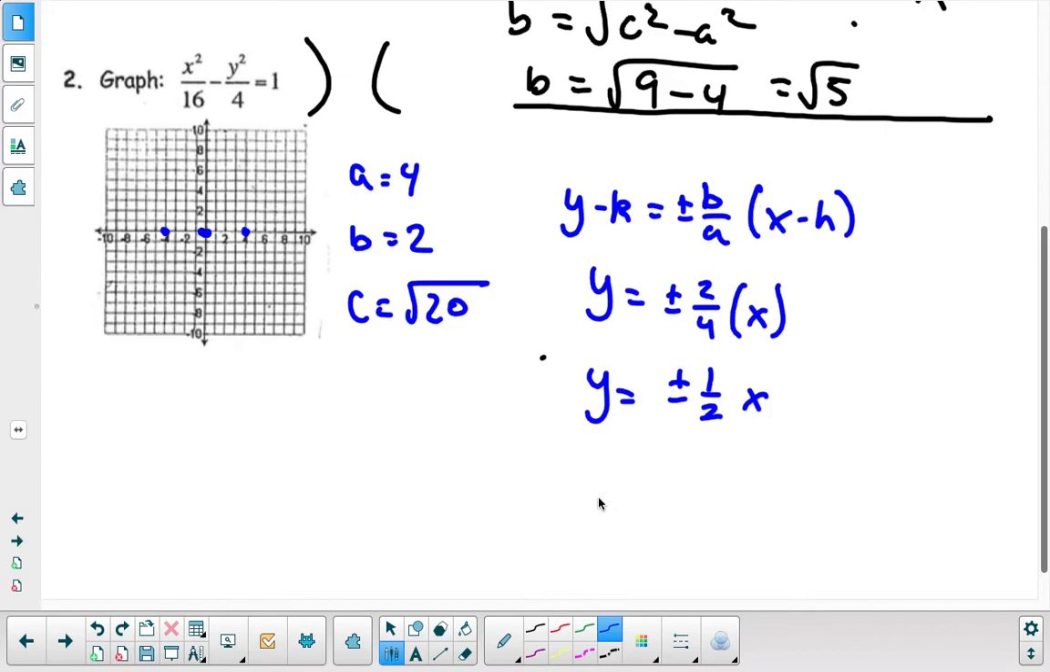So from here, I don't know what I did there. Okay. So from here, we're just going to graph both of these lines. This plus or minus, we've seen in the past where you get to pick. This is not a picking plus or minus. This is doing both things. So it's going to have two different asymptotes. Slope of 1/2. So over 1, up 1, over 1, up 1, over 1, up 1.